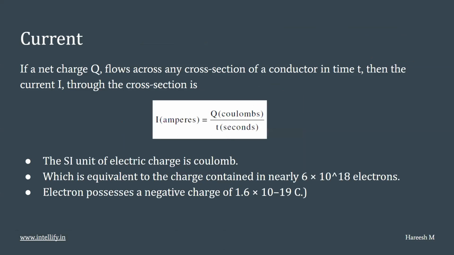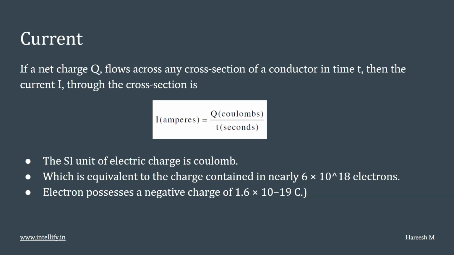Now, what is current and how do you quantify this current? If a net charge Q flows across any cross section of a conductor in time t, the current I through the cross section is I = Q/t, Q divided by t. Q is the net charge, and t is the time. If you take a conductor and cut it to see a particular cross section, then the net charge that has flown through the cross section in the given time, divided by that time, gives you the current in the conductor.